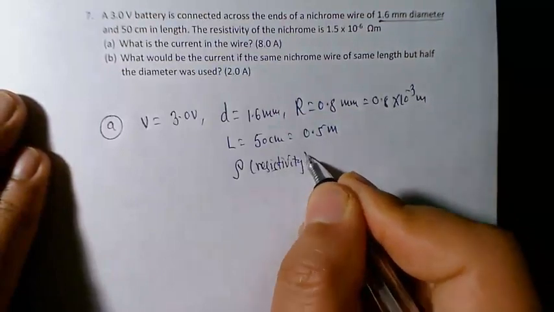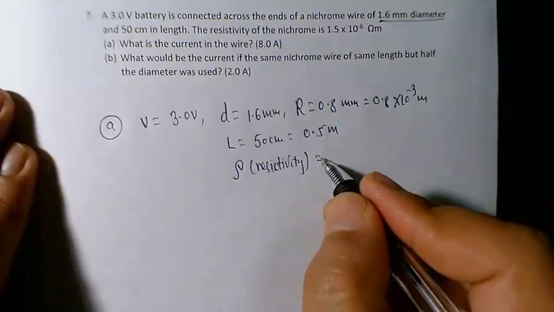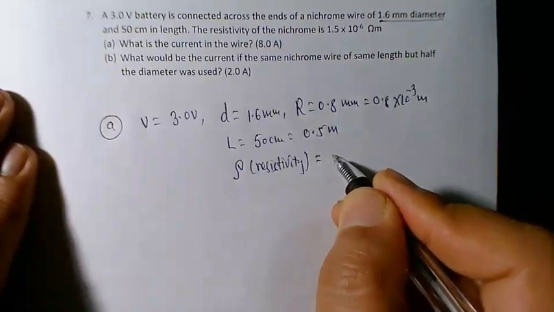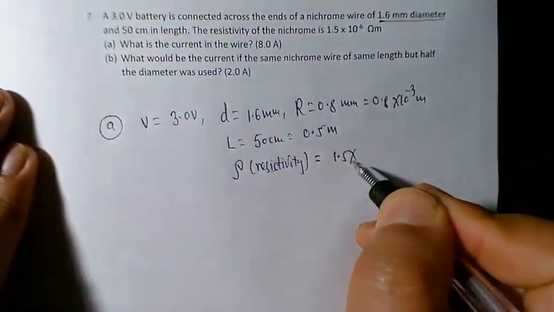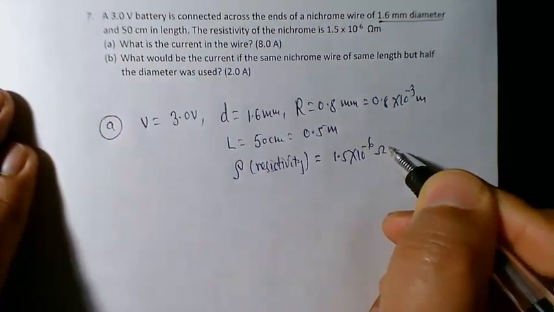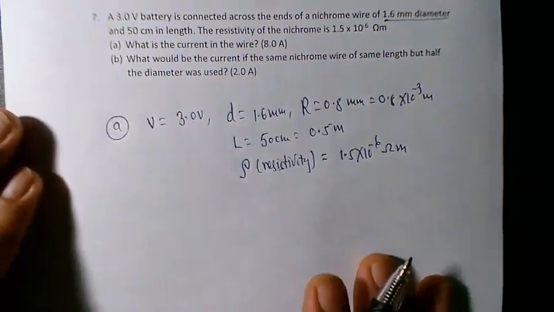The resistivity is a material property. Different materials have different resistivity. It's a constant quantity for a given temperature and given material. So the nichrome has that much resistivity. Its unit is ohm meter. And based on that, first of all, what is the current?